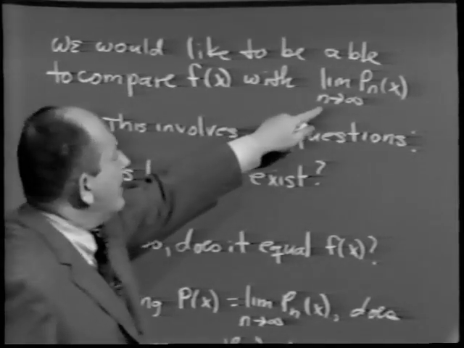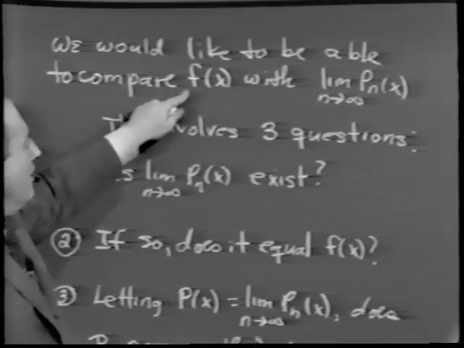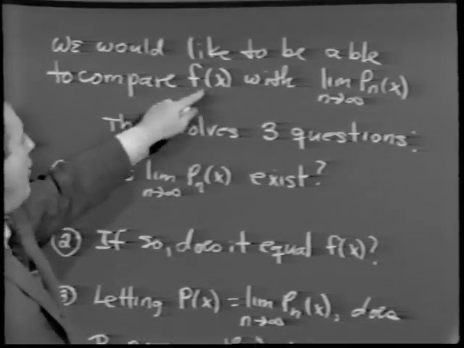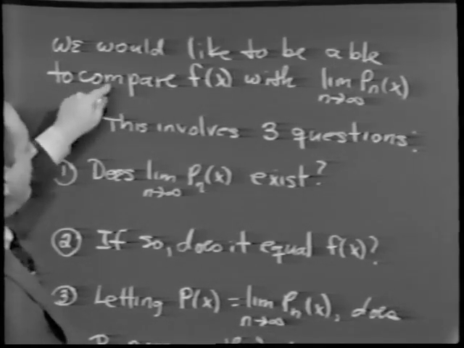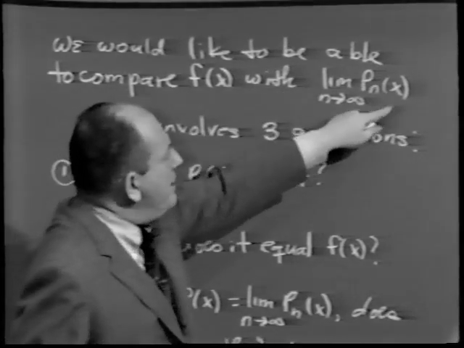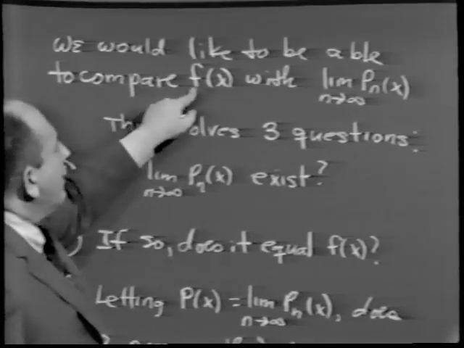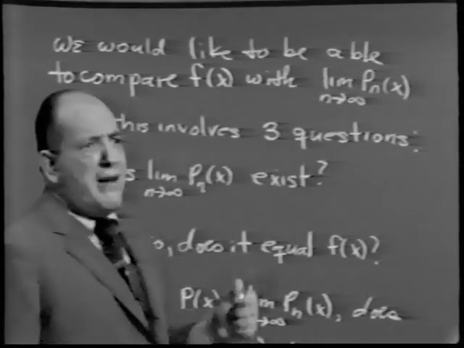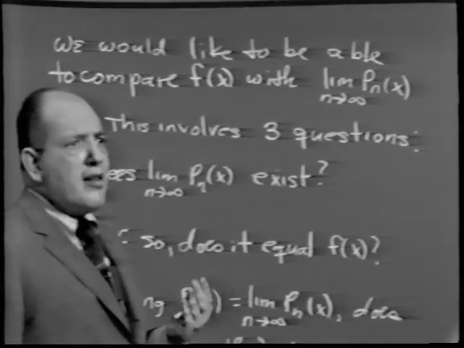And we intuitively get the feeling that as n increases, P_n hopefully will look more like f of x. In other words, what we would like to do is to be able to compare, or better still, to study f of x by comparing it with the limit of P_n of x as n goes to infinity. What we hope will happen is that f of x looks like P sub n of x for large values of n.